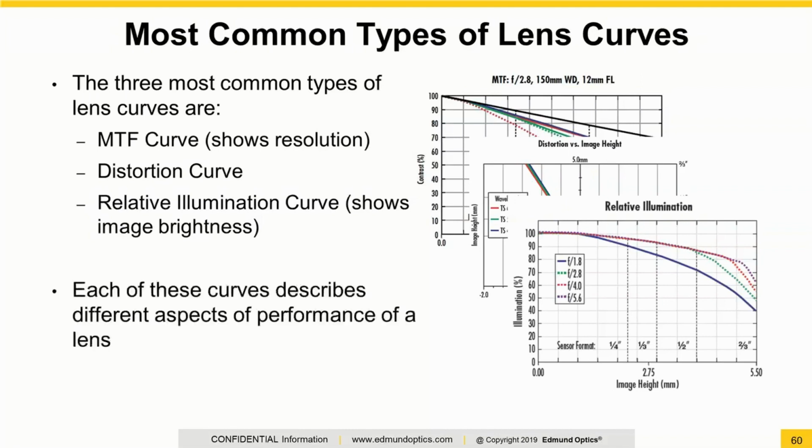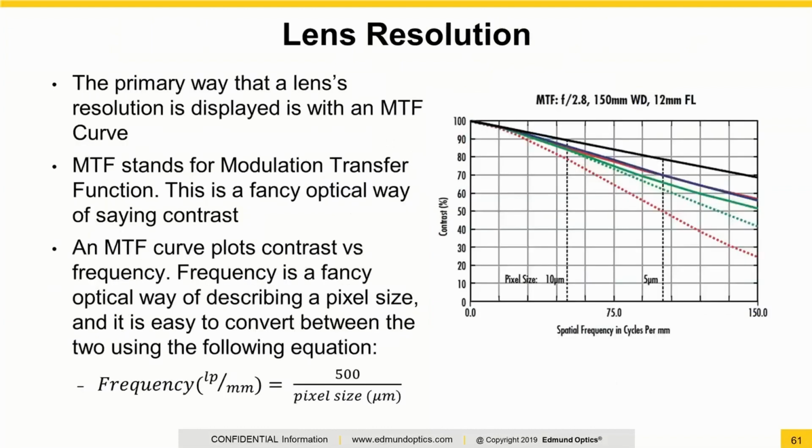Each one of these curves describes something very different. We're going to get into each one of them individually. We're going to start with the resolution curve, or the MTF curve. Again, I mentioned the MTF there stands for modulation transfer function. That's kind of a mouthful, and what does that even mean, right? It's a really fancy way of talking about contrast. It's the way us optical engineers say contrast. So when you hear MTF or modulation transfer function, you really should just be thinking about contrast.